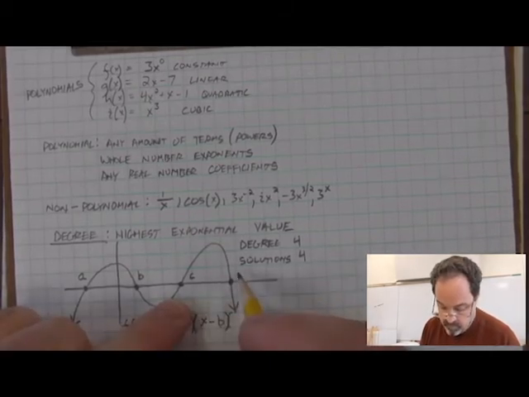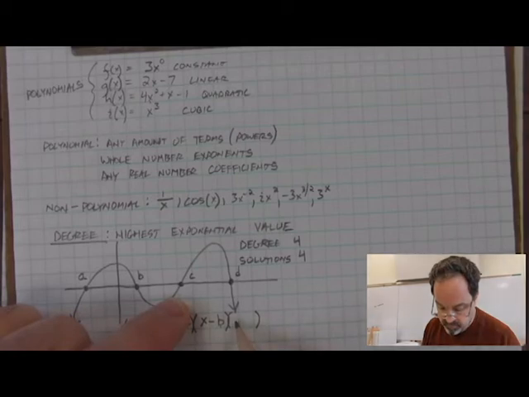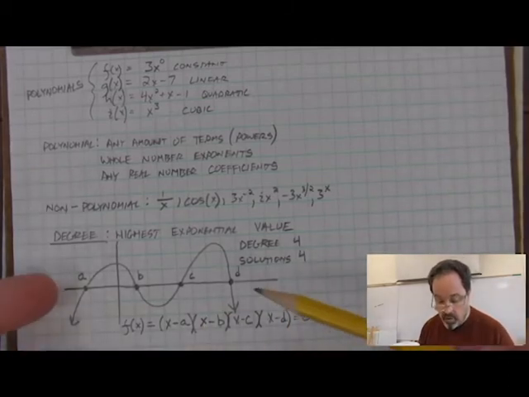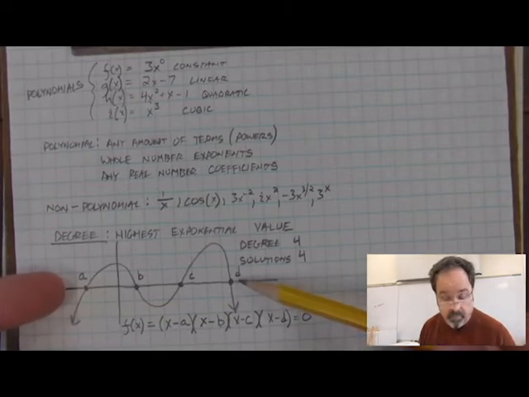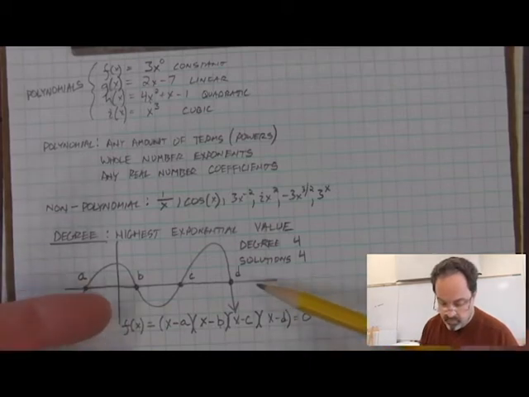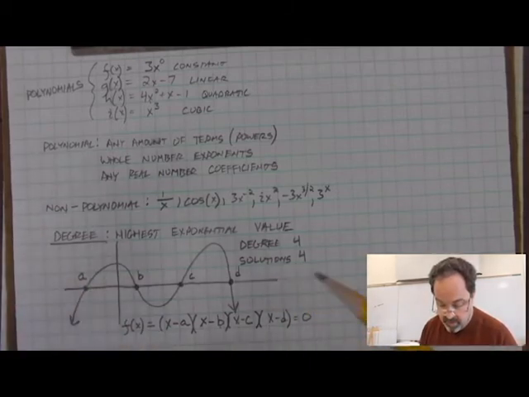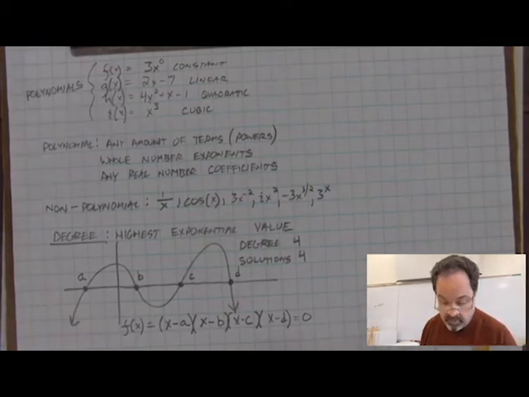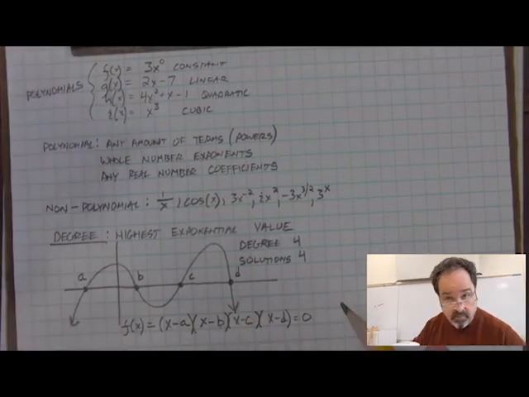I can form 2 more factors. X minus c will also produce a 0, and x minus d will also produce a 0. So knowing the x-intercepts of a polynomial can make its factored form. And if I knew those values, a, b, c, and d, and put them into the factored form, I could multiply all of these factors and produce the equation in distributed form of the polynomial. So with a little bit of knowledge, we can construct the equation.